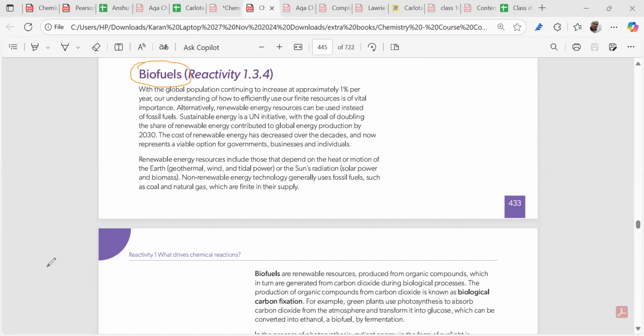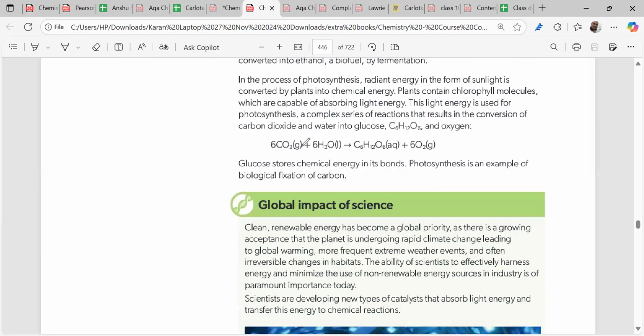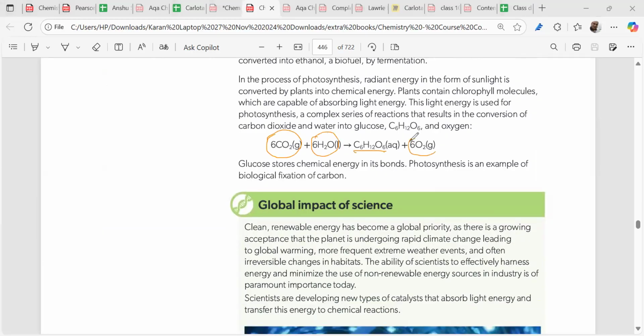In this biofuels portion, we also have to learn that biofuels are renewable resources, right? Now, what exactly is a biofuel? The best example is what we see in the plant. In the plant, what happens? The carbon dioxide is trapped in the leaves, and we get glucose plus oxygen. So this is very important when we see the carbon dioxide fixation, right? This carbon dioxide is fixed by the leaves.